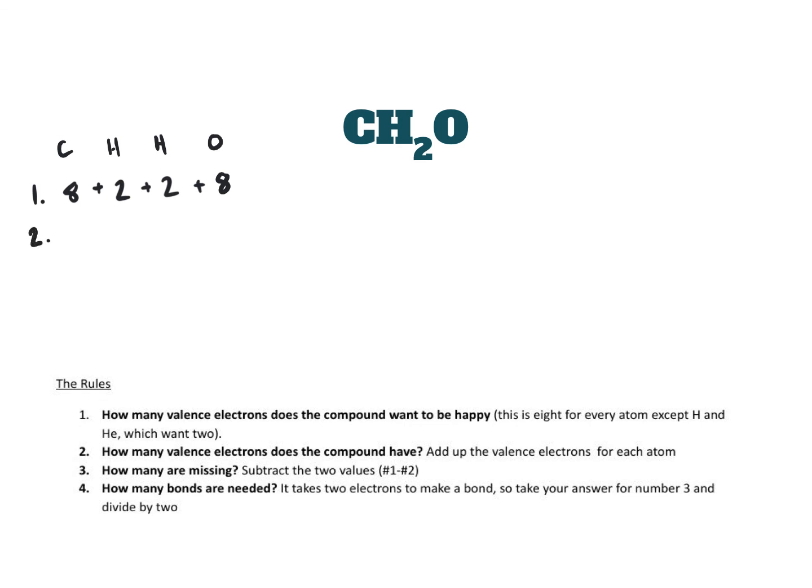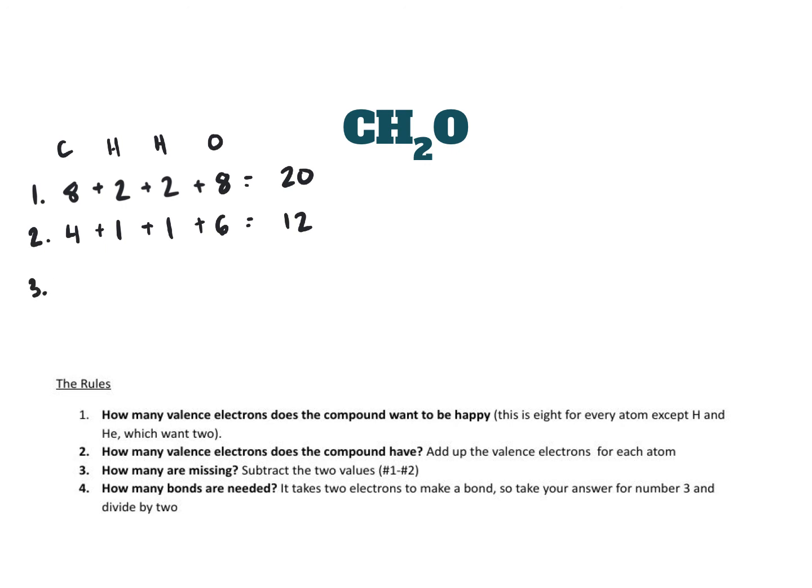All right, number 2 says how many valence electrons does the compound have? We look at the periodic table. We know that carbon has 4 because it's in group 4. Hydrogen has 1 each. And oxygen has 6 valence electrons. So I'm going to add these up, because I haven't added them up so far. That is 20. All right, for number 2, it is 12.